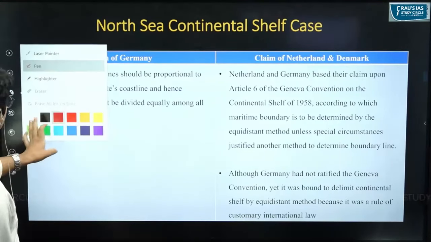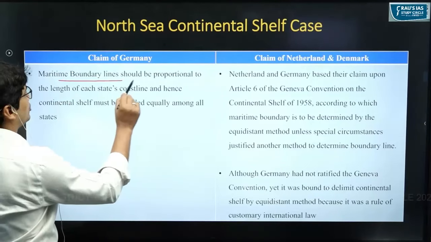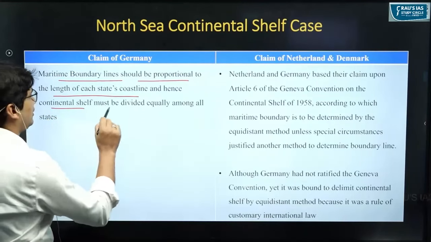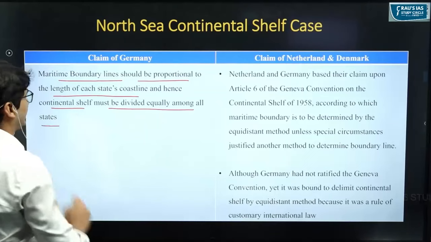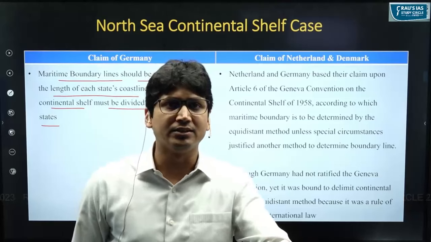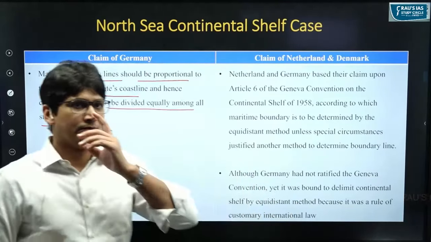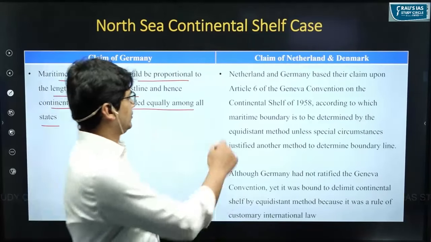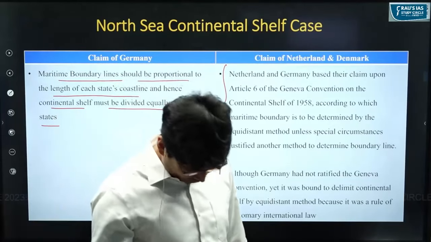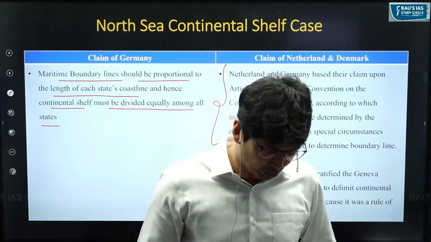So the claim of Germany, very simply, was that maritime boundary lines should be proportional to the length of each state's coastline, and hence the continental shelf must be divided equally among all states. Because according to Germany, by applying the equidistance method of Article 6, the sharing will not be equal. Is this part clear, what the whole issue was all about?